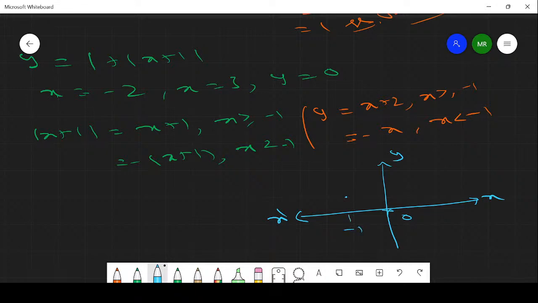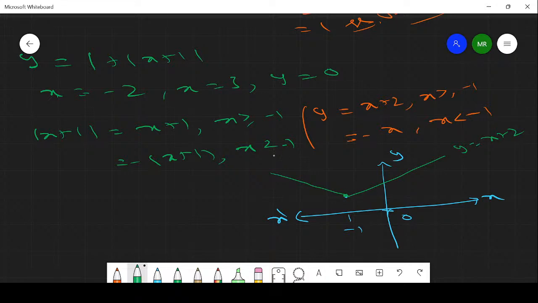The graph will come like this because at x equal to minus 1, the value is minus 1 plus 2, so the height is 1. From here I can extend the line. This is y equal to x plus 2. Left of minus 1, y equal to minus x, and the line will come like this.